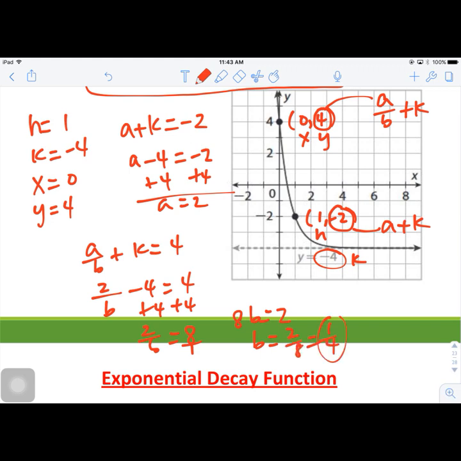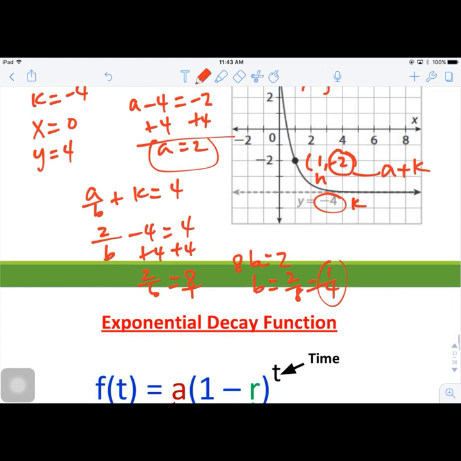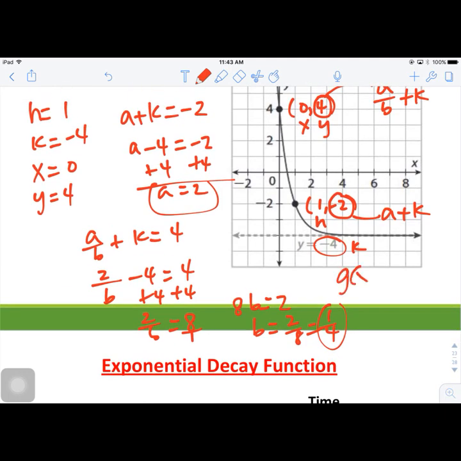So now we have solved for a and b. We can go ahead and substitute that into the final equation, which will give us g of x is equal to a, which is 2, times b, which is 1/4, to the x minus h, which is 1, so it's x minus 1, and then with a minus 4 in the back, and that will be our final equation for this graph.